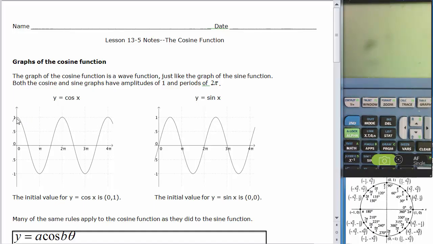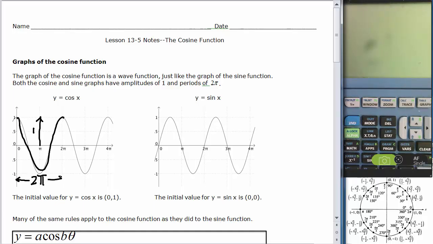So you can see on both of these graphs, for example, the cosine graph, here's one cycle of the cosine graph right here. It has an amplitude of 1 because the distance from the middle of the graph to the top is 1. And the period is equal to 2 pi because that's the length of one of these cycles.